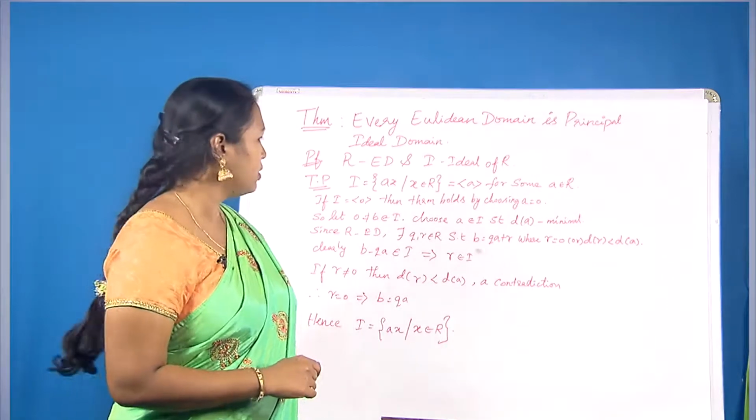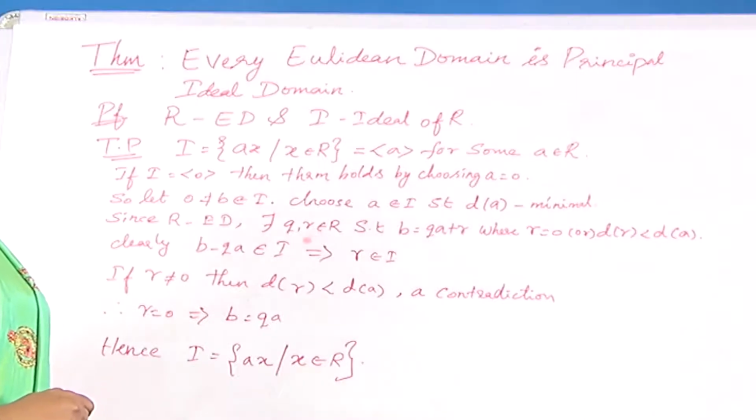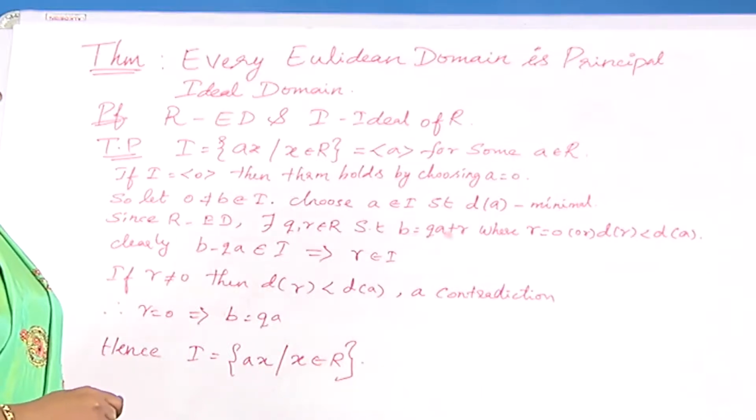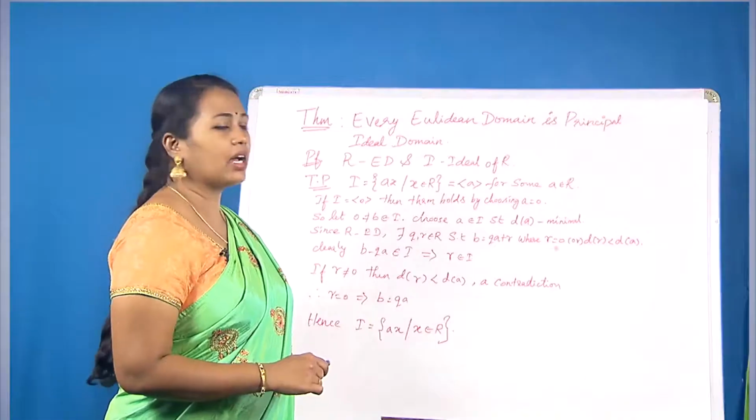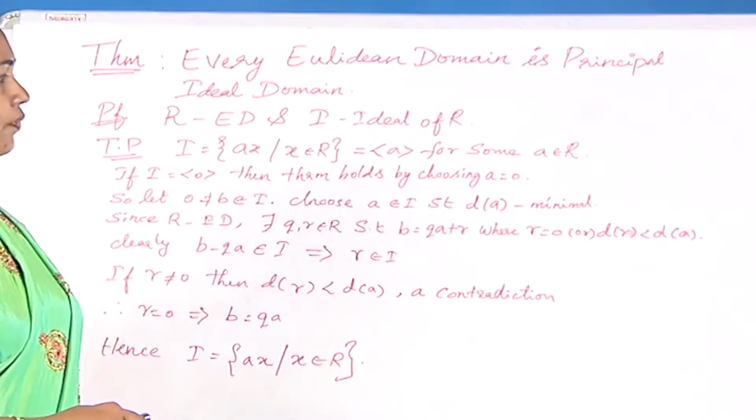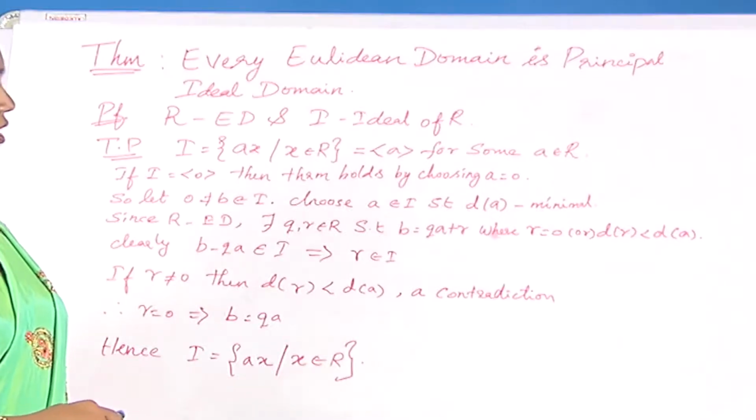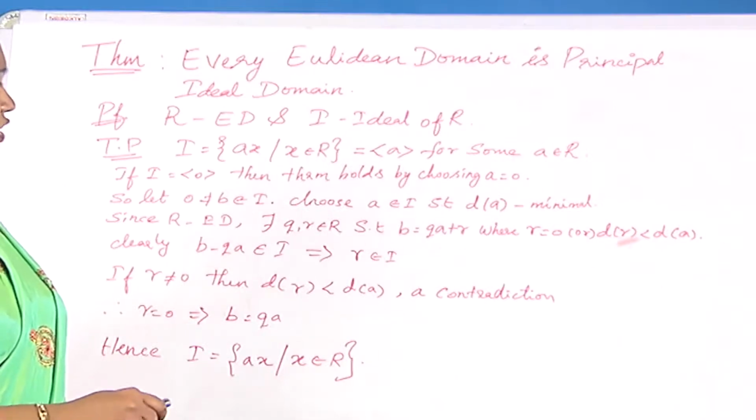Keeping that aside, since R is a Euclidean domain, one more thing is also true, that it will follow the division algorithm. Therefore there exist Q, R belonging to R, our Euclidean domain, such that B is equal to QA plus R, where R is 0 or D of R is less than D of A. This is from the definition of the division algorithm.